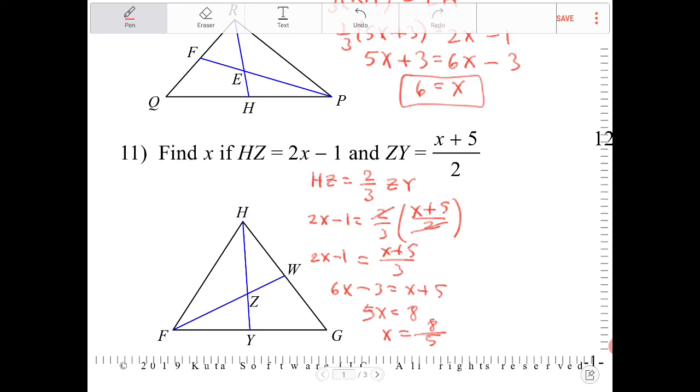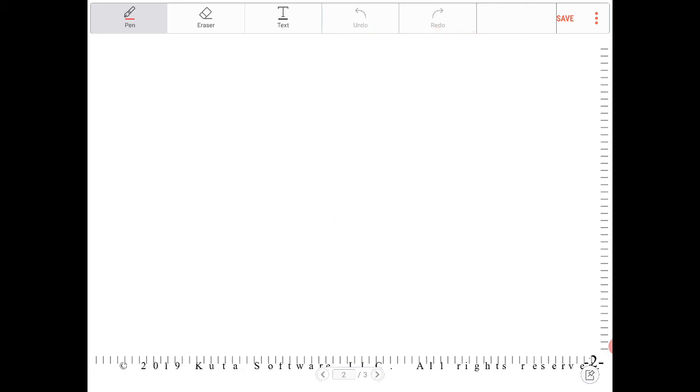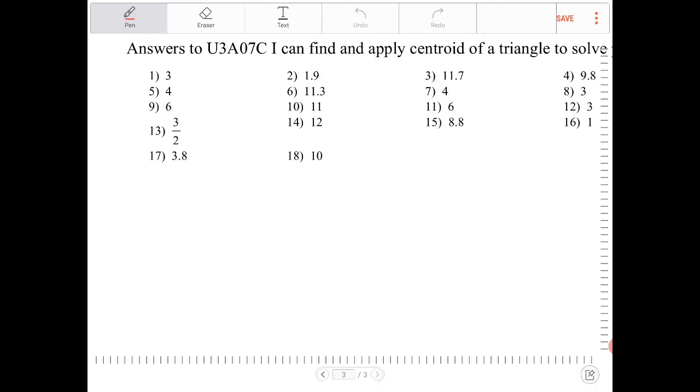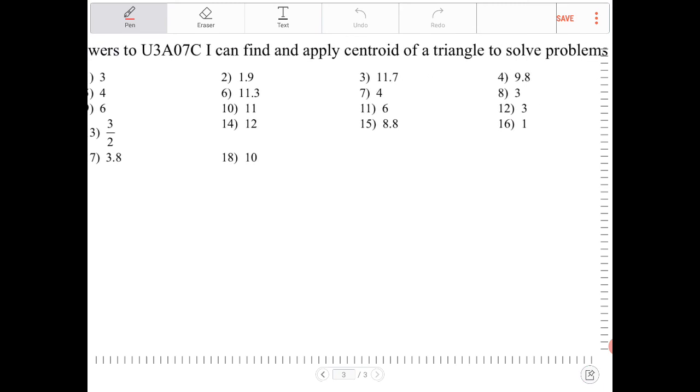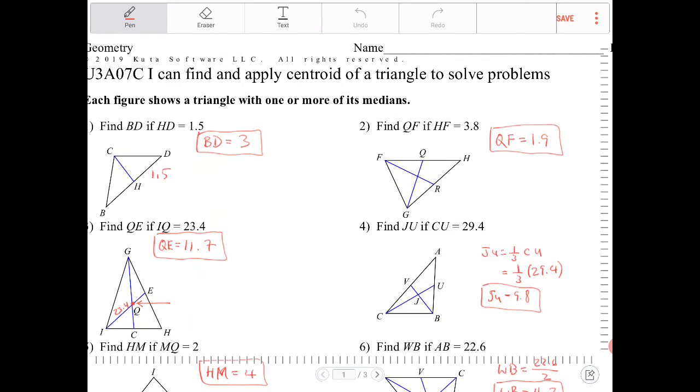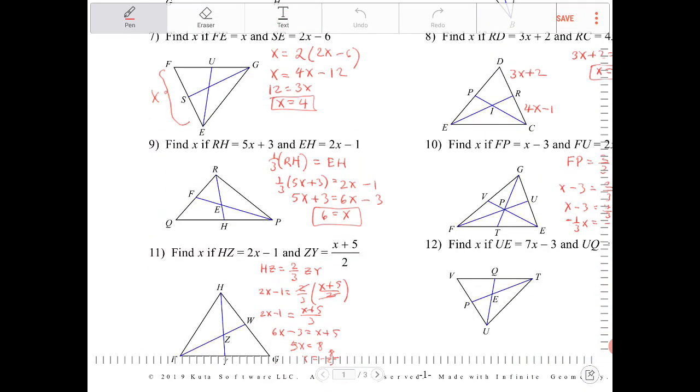And again, usually these things end up being a whole integer. I'm just going to double check this. Number 11, is it 8/5? No, it's not 8/5, it's 6. So where did I go wrong?